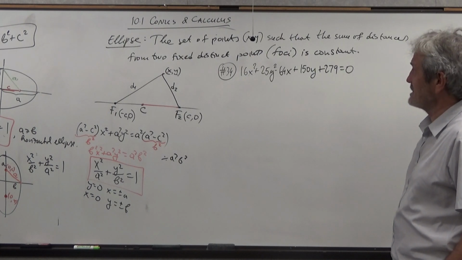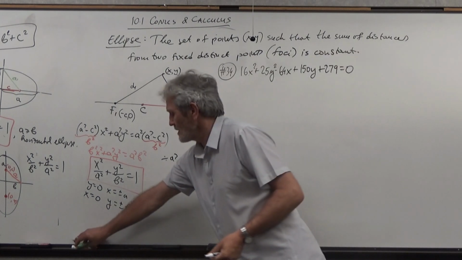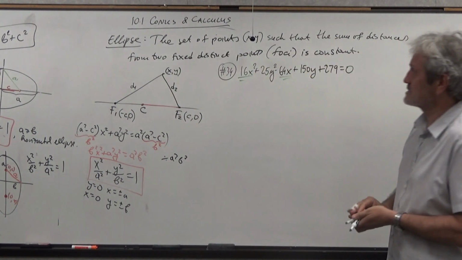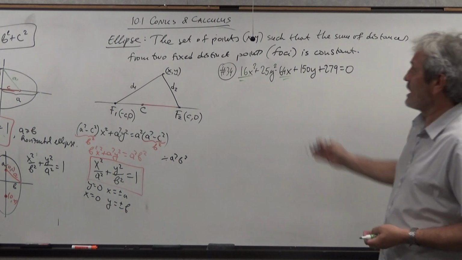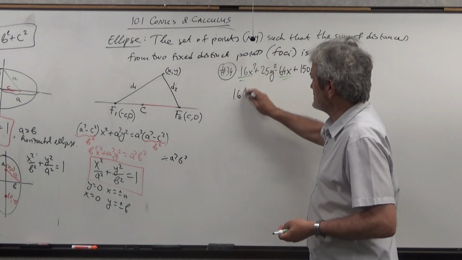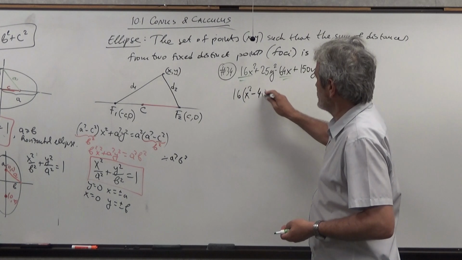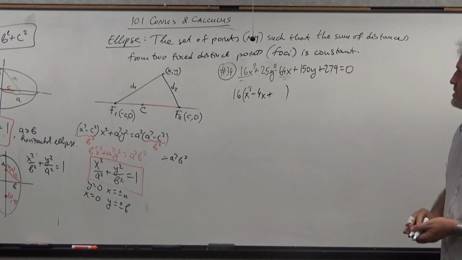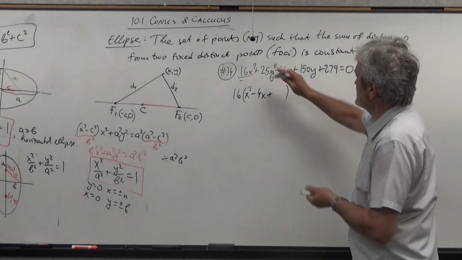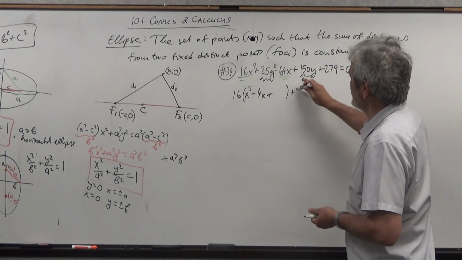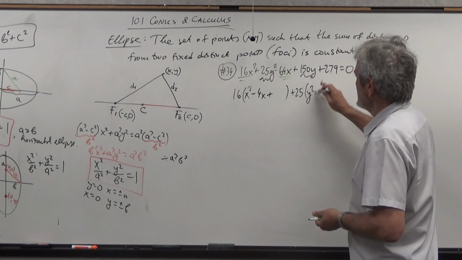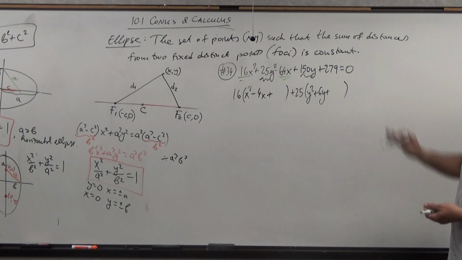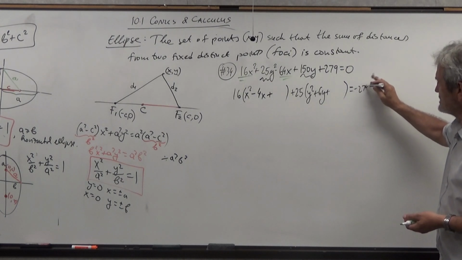So what do we do? The same thing as a minute ago. We complete the squares. This will be slightly more complicated here because I have 16. So what do you do when you complete squares? Factor out those numbers. It will be 16 times x squared minus 4x, and I'll leave empty space because I need to add something to complete the square. The same thing for those two. I'll pull out 25, and I'll get y squared plus 6y, and I'll leave empty space. And then I have minus 279, which I move to the other side.